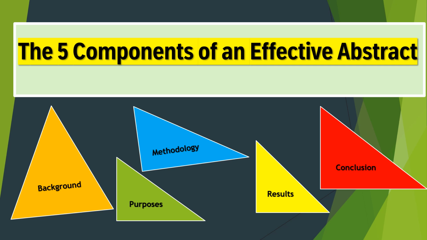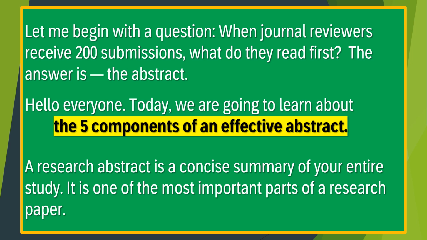Do you know what those 5 components of an effective abstract are? Let me begin with a question. When journal reviewers receive 200 submissions, what do they read first? The answer is the abstract. Hello everyone. Today, we are going to learn about the 5 components of an effective abstract.